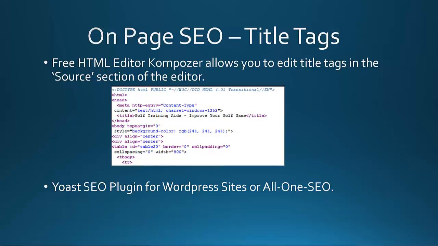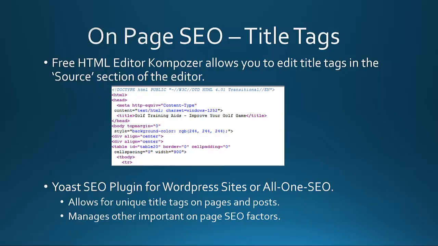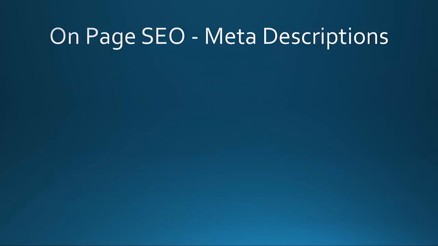Another thing, if you use a WordPress website, which I recommend, and a lot of people have WordPress sites, WordPress is more than just a blogging platform. It's become a full content management system. The Yoast SEO plugin is great for WordPress sites, as is All in One SEO. They make it super easy, so you can have a unique title tag for every blog post, every article you post, whatever content you put in there. It allows for unique title tags on pages and posts, and it manages other important on-page SEO factors for you. So it actually helps you with many of the on-page SEO factors that we're going to be talking about throughout this training on on-page SEO.